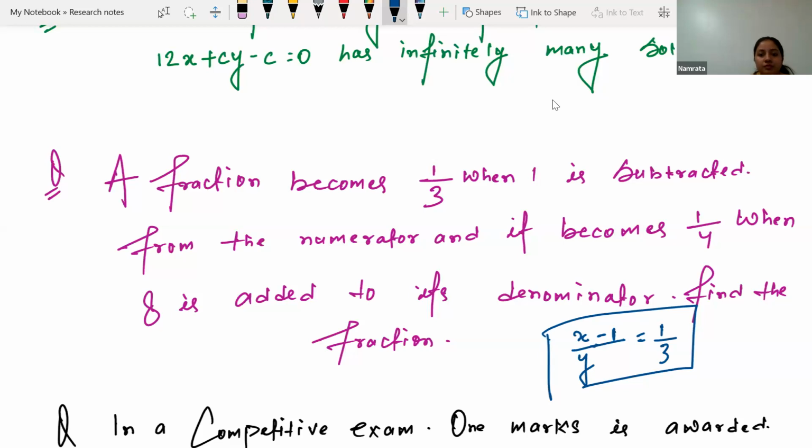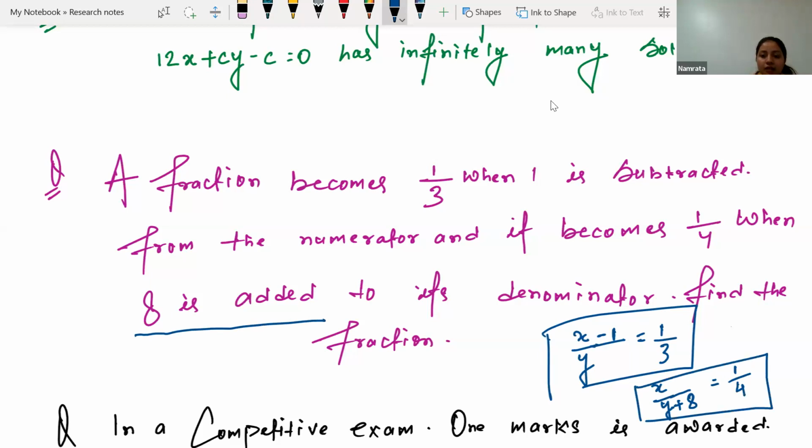And it becomes 1 by 4 when 8 is added to the denominator. Now again the fraction is x by y. Here it is written that 8 is added to the denominator and the fraction will become 1 by 4. From this rectangular box also, we will get one equation. Now these two are linear equations in two variables. We just have to solve these two equations to get the values of x and y.